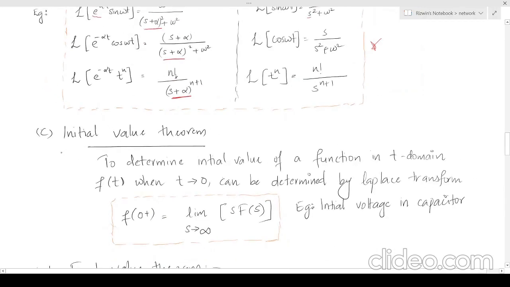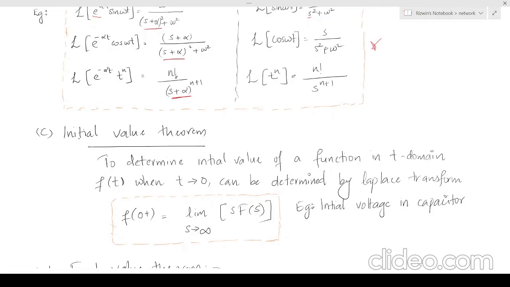Now we are going to discuss the initial value theorem. What is the initial value theorem all about? Suppose you have a capacitor that is connected to a circuit, you want to know what is the current flowing through the circuit at the point when the capacitor is connected. So it's at the time instant t equal to 0, just connected.